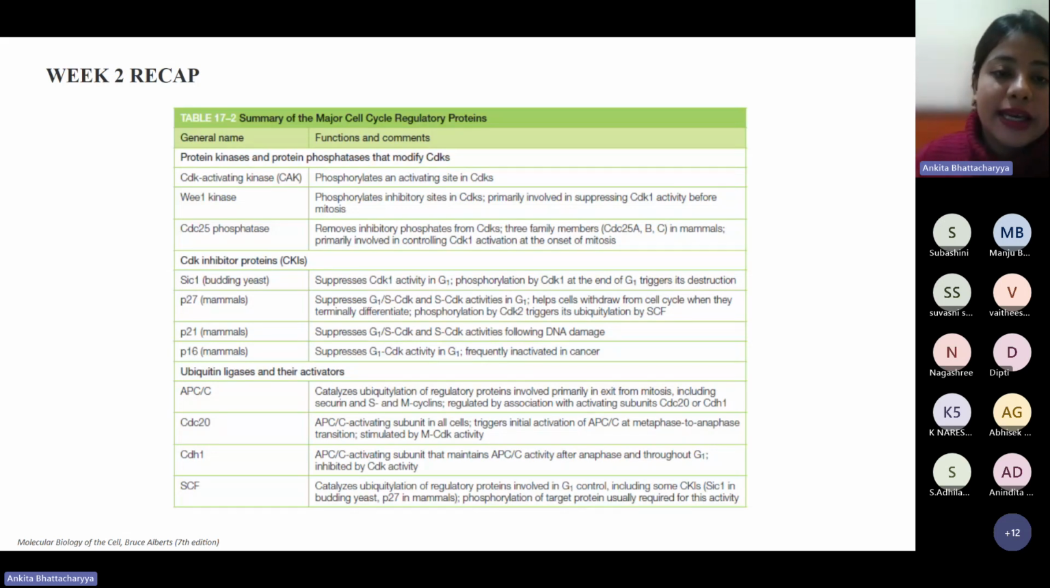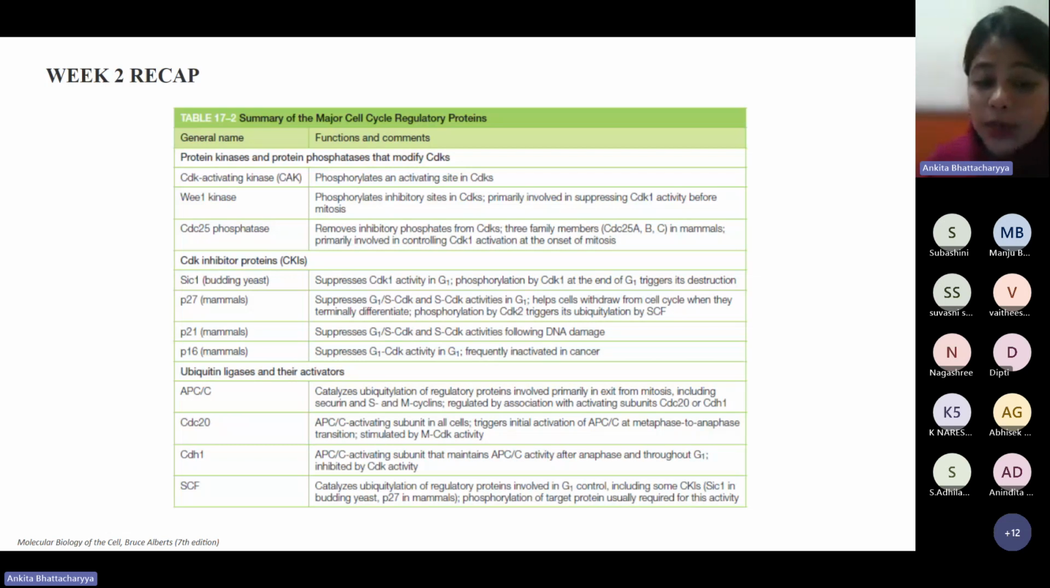Then you have ubiquitin ligases and their activators, APC/C, which we just discussed. Normally, its job is to catalyze the ubiquitination and proteasomal degradation of some regulatory proteins that are involved in exiting from mitosis, and that includes securin. I'm not sure if you're familiar with securin. You can look it up if you want. It has a slightly different role. It has a role in chromosomal structural integrity, but yeah, you can look it up.